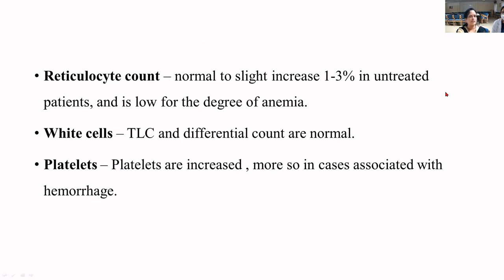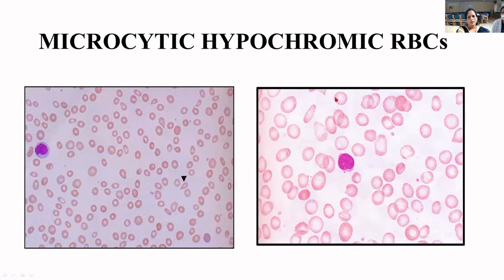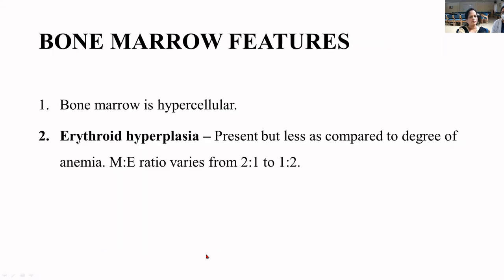Reticulocyte count tells us the bone marrow activity. It is normal to slightly increased. Only if these patients are being treated and responding, it would increase. Untreated, it is low, depending on the degree of anemia. So these are microcytic hypochromic RBCs.